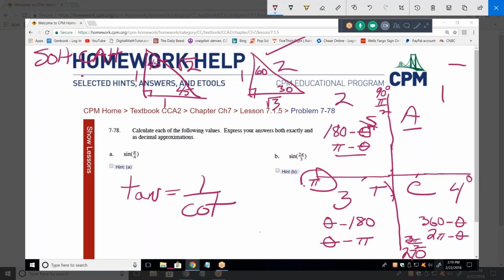So everything you see over here, memorize. And I've labeled everything in both degrees and radians. Well, this is 180.